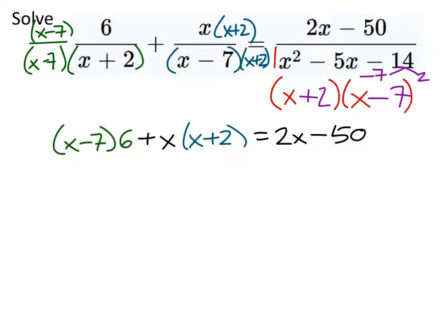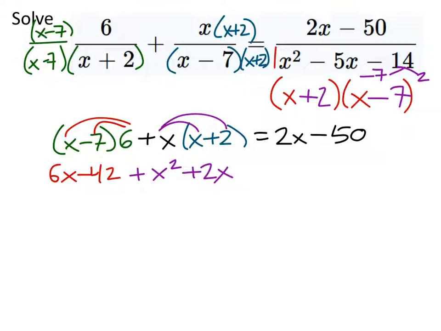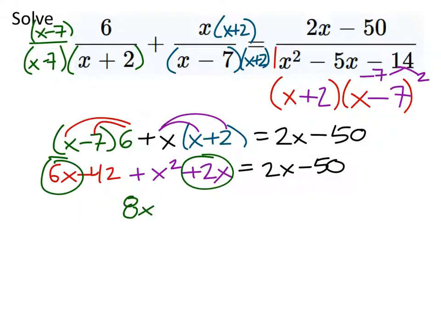Well, from here, we'll distribute the 6 first. So I got 6x minus 42. And then I'll distribute this x. So I got a positive x squared plus 2x. Now that I got rid of the parentheses, I can combine like terms. So I've got 6 x's with these 2 x's, which gives me 8 x's. Still have the negative 42. That's a positive 8x with my x squared. So now I've written that in descending order. So I've got that x squared, a trinomial.